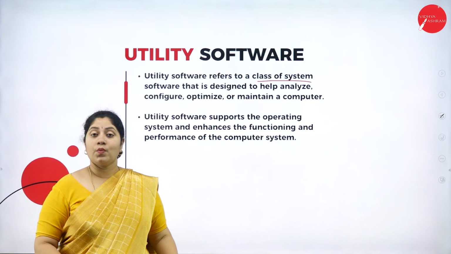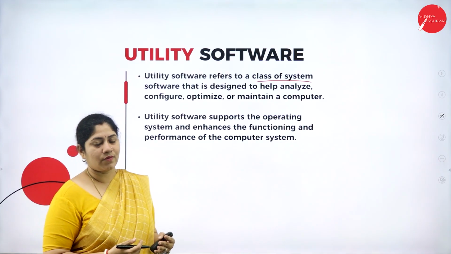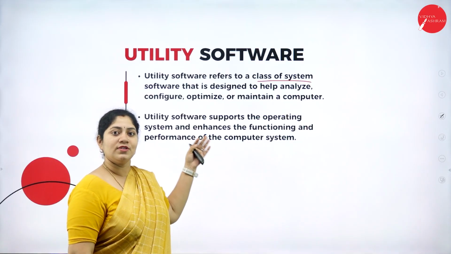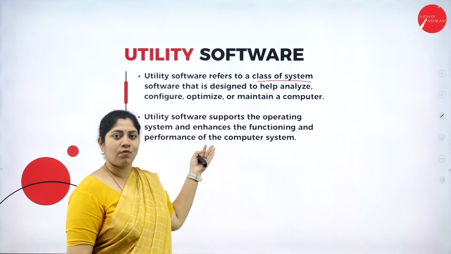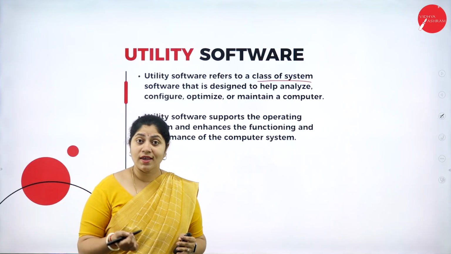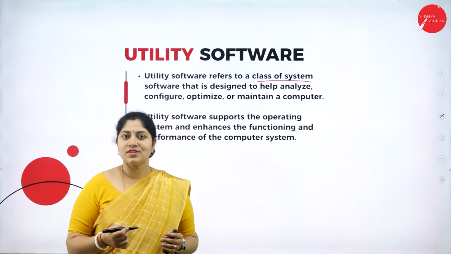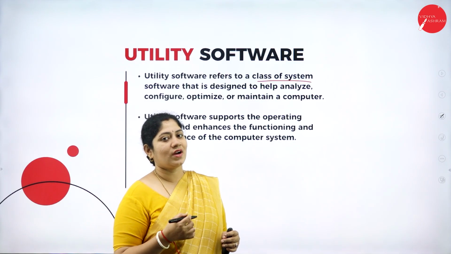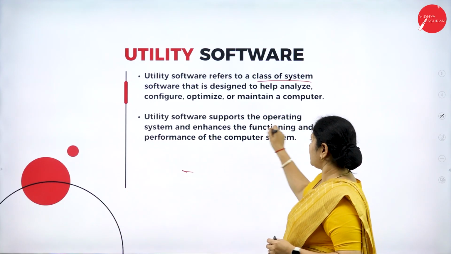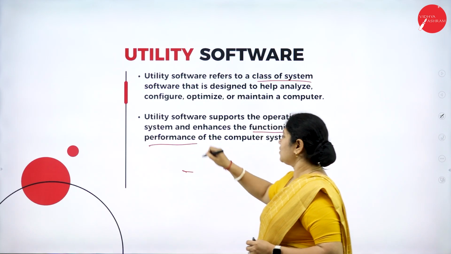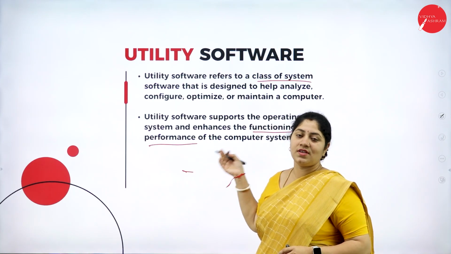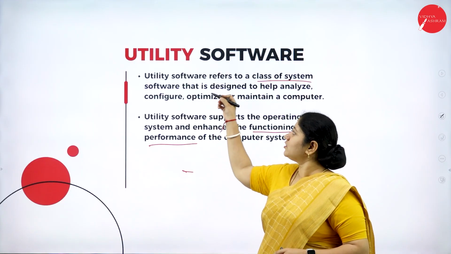Now let's see what the function of this utility software is. The utility software provides support for the operating system and it enhances the functioning as well as the performance of the computer system. So we can see here the functioning and performance of a computer system. These are the basic functionalities of a utility software.